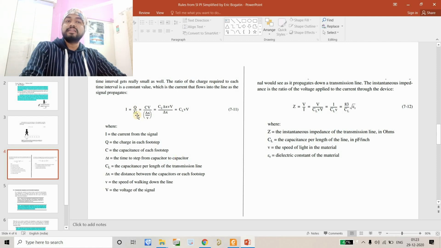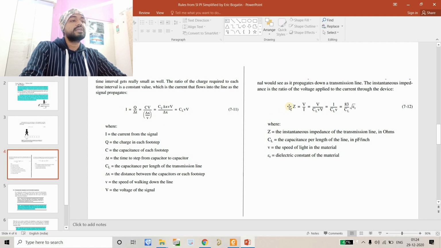And that delta t is directly related to, so again, time is equal to displacement by velocity, and here velocity is the speed of signal, okay? And delta x is, we all know, the length of one step, right? So from this formula we can see I is equal to CL into velocity of signal into voltage applied, right? So this is our instantaneous current.